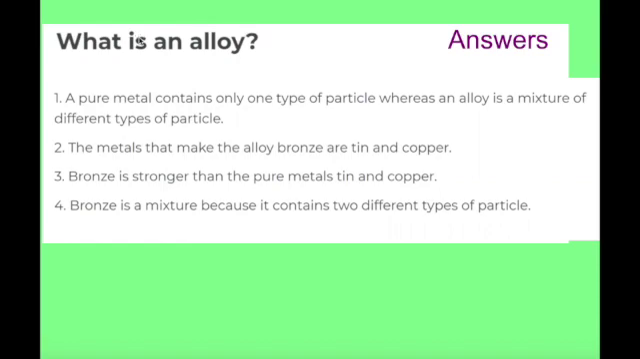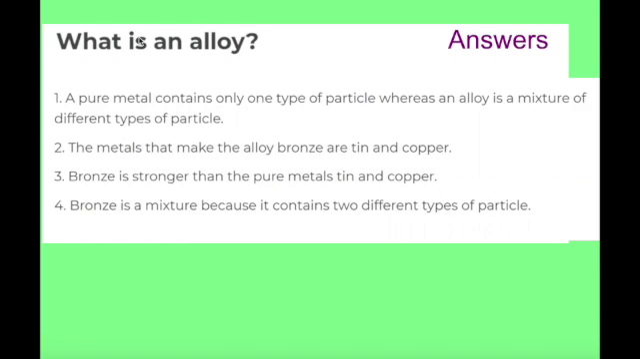Okay, answers. An alloy. A pure metal contains only one type of particle, whereas an alloy is a mixture of different types of particle. So we know an alloy is a mixture of metals. If you said something like that, that's correct. Remember to check your answers and edit if you need to.